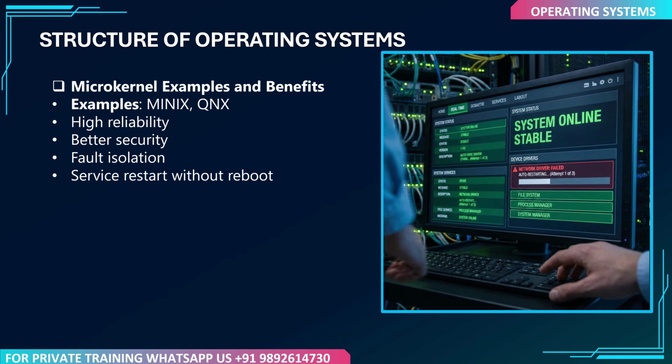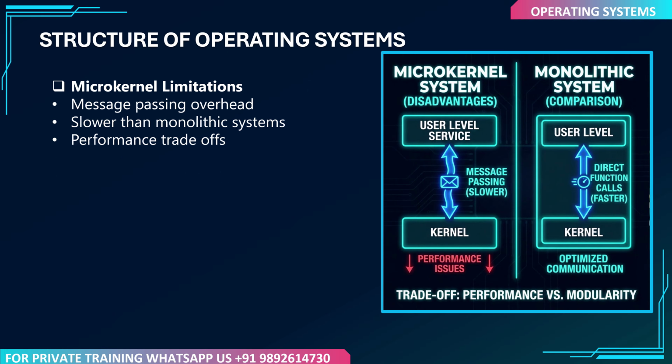This is a huge benefit for systems that require high availability. However, microkernels also have disadvantages. Communication between user-level services and the kernel involves message passing, which can be slower than direct function calls in a monolithic kernel. Early microkernel designs suffered from performance issues. Modern systems try to optimize this, but the trade-off still exists.